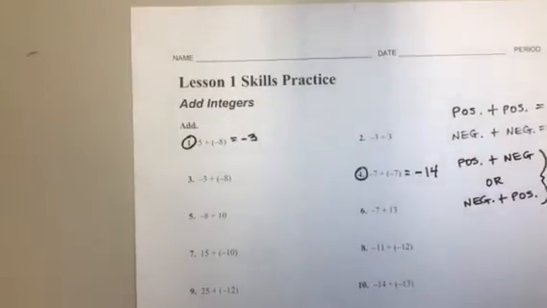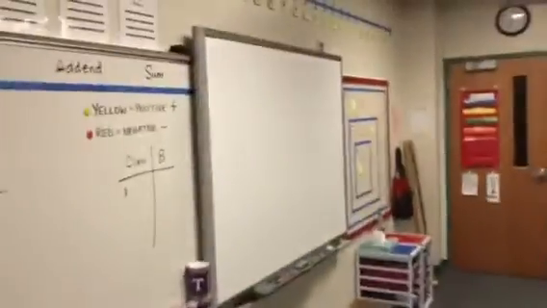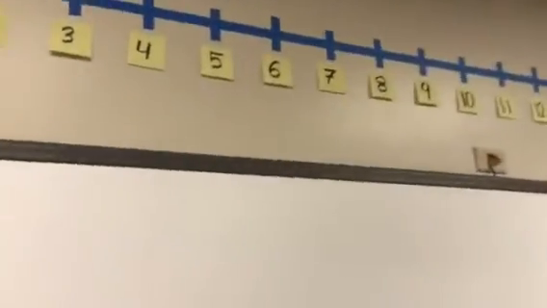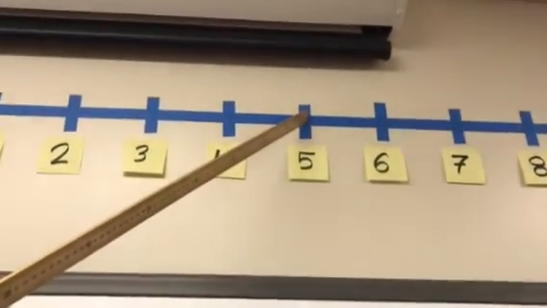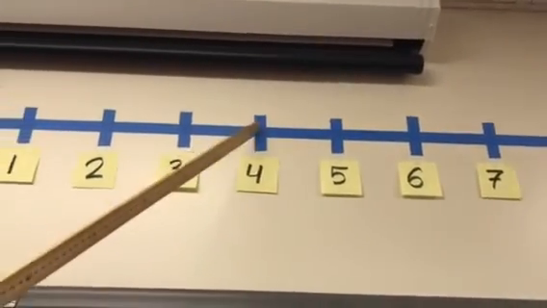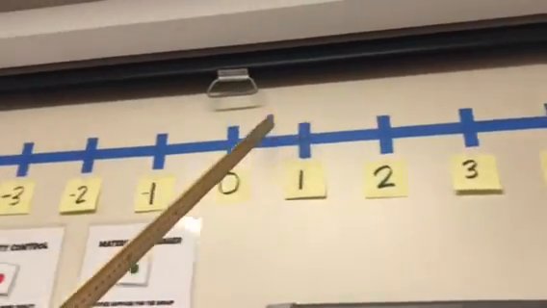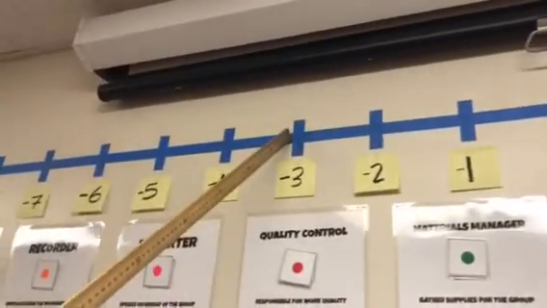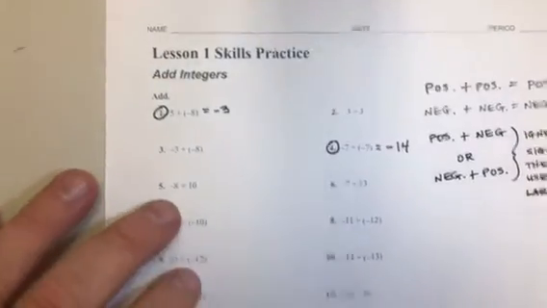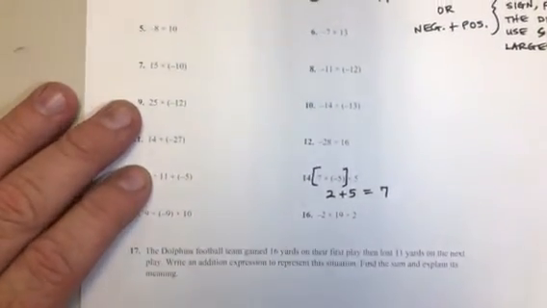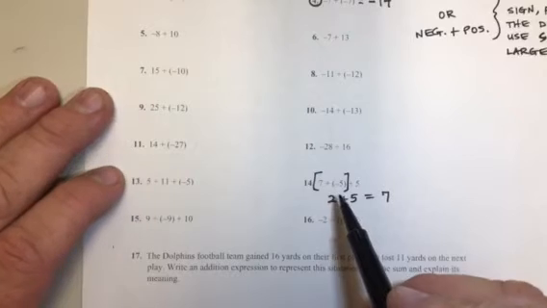We could also look at that on the number line. If we were at positive 5 and we were adding negative 8, we would go 1, 2, 3, 4, 5, 6, 7, 8, and we would land on negative 3. So your students may want to draw a number line on their paper to help them if they need to see that, okay?